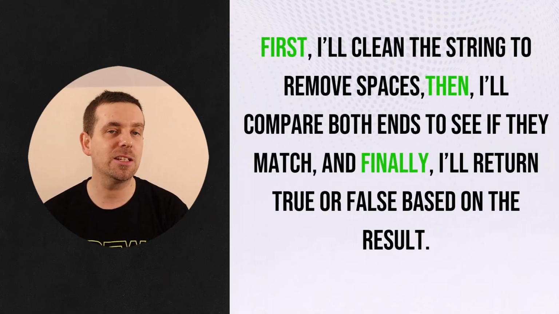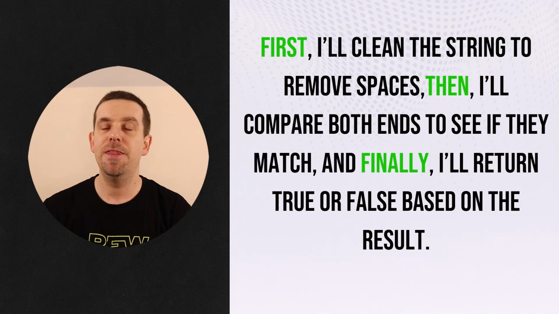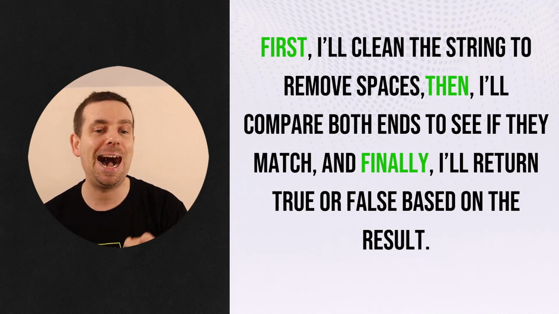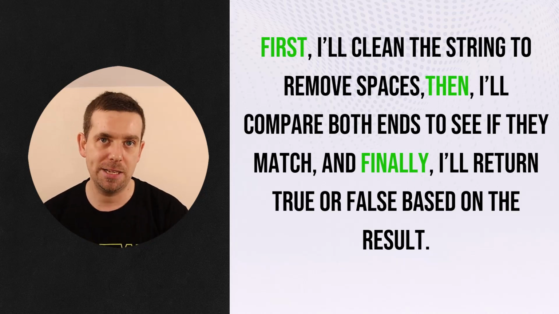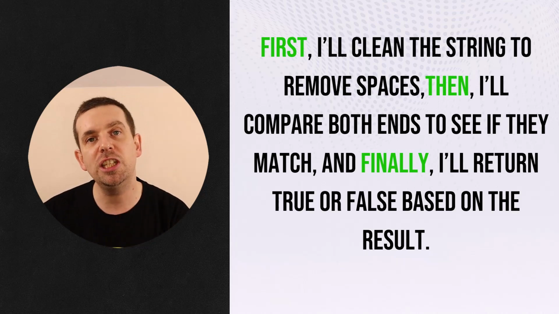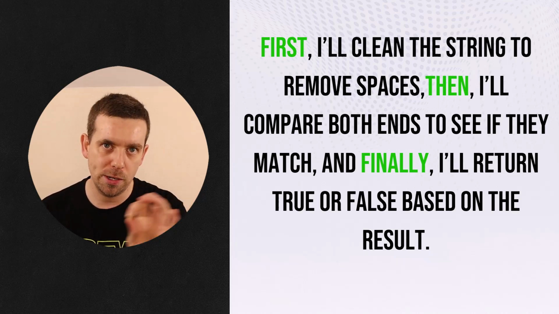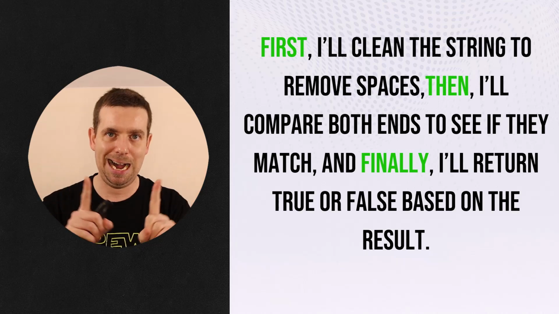First, I'll clean the string to remove spaces. Then I'll compare both ends to see if they match. And finally, I'll return true or false based on the result. Can you see with all three steps in this structure, we use the future I will, the contraction to I'll.